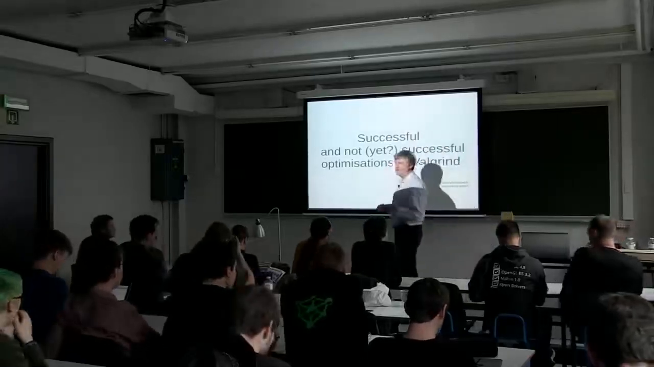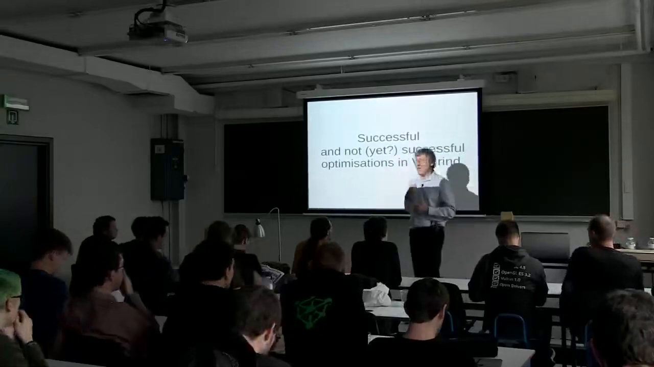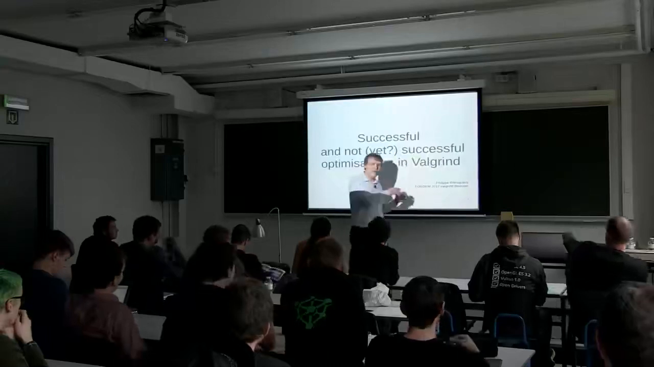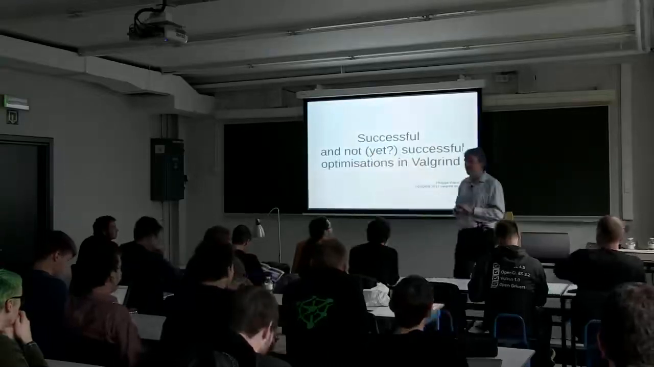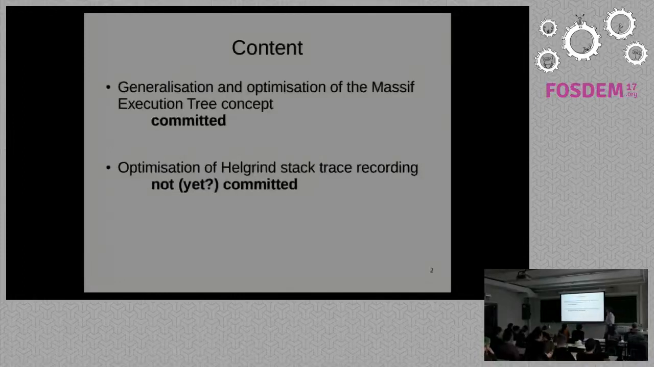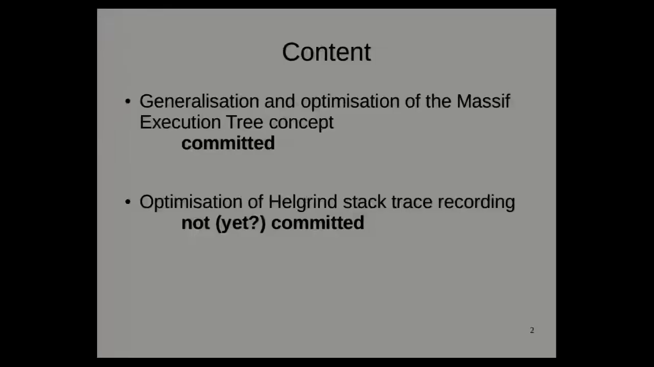A colleague at my work has said the successful is what I'm writing and the not successful are the ones that the others are writing. And no, in this case it is not that classification that I will use, because I will speak about two optimizations that I did, one which has been committed in the SVN repository and the other one not committed yet. So the content: I will speak about two optimizations, the generalization and optimization of the massif execution tree concept.